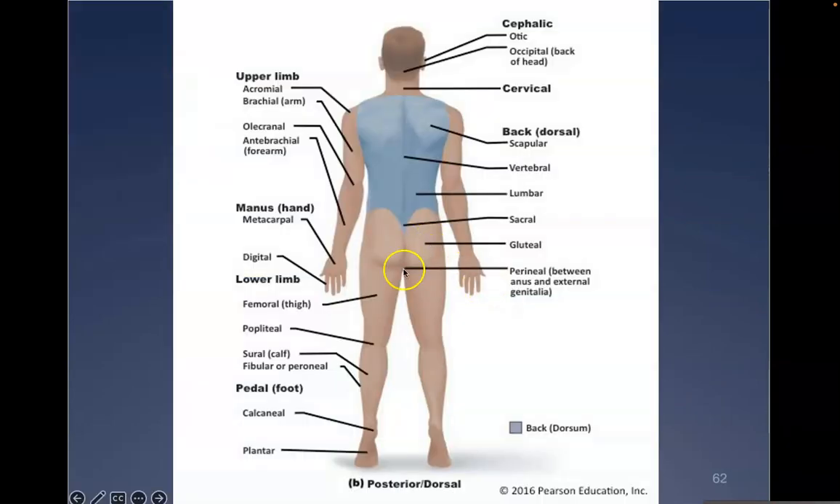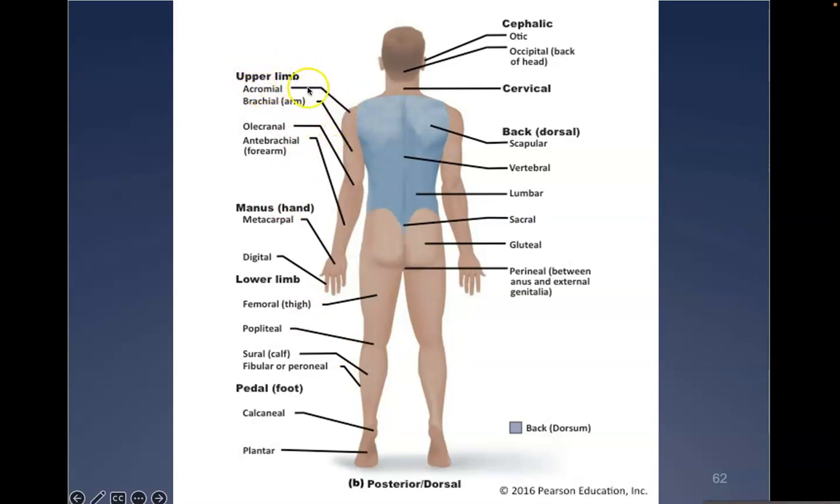Perineal region is going to be the area. This is a term you want to know because we'll use this, especially when you get into 202. It's going to be between the anus and the external genitalia. So the area between the actual anal opening, the anus, and your external genitalia is the perineal region, in case you've ever wondered what they were referring to when they said that.